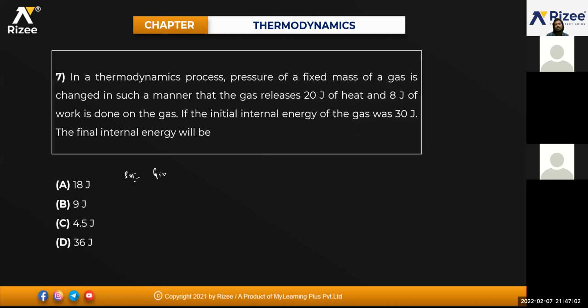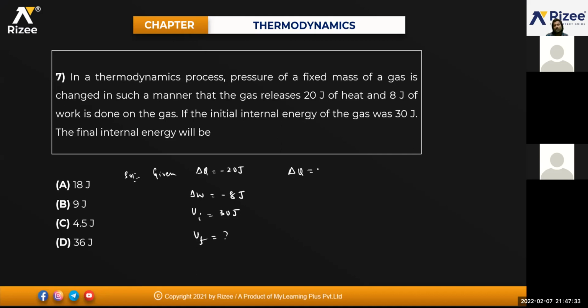So given in the problem, in the thermodynamic process the pressure of the fixed mass of gas is changed in such a manner that the gas releases 20 joules of energy. It releases means delta Q is equal to minus 20 joules. And 8 joules of work is done on the gas. If work is done on the gas, work done will be equal to minus 8 joules. And initial internal energy was 30 joules. Final internal energy will be equal to how much?